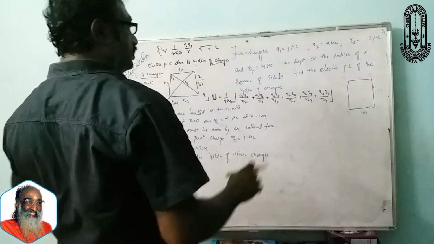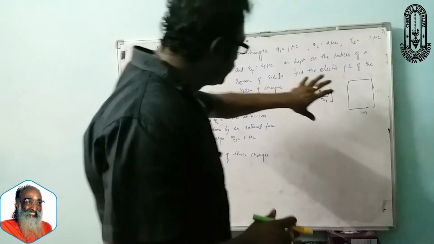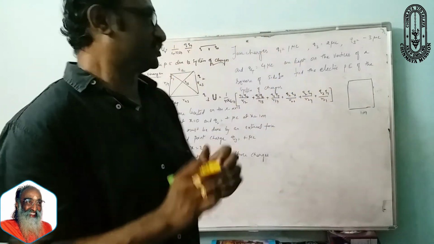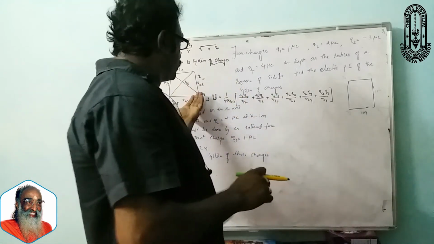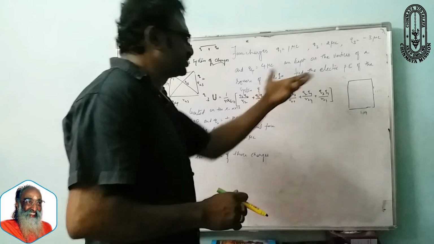Now, find the electric potential energy of the system of charges. I want to find out the electric potential energy of the complete system of 1, 2, 3, and 4. The same thing, whatever we did here, by just writing the formula, the same thing we are going to do.